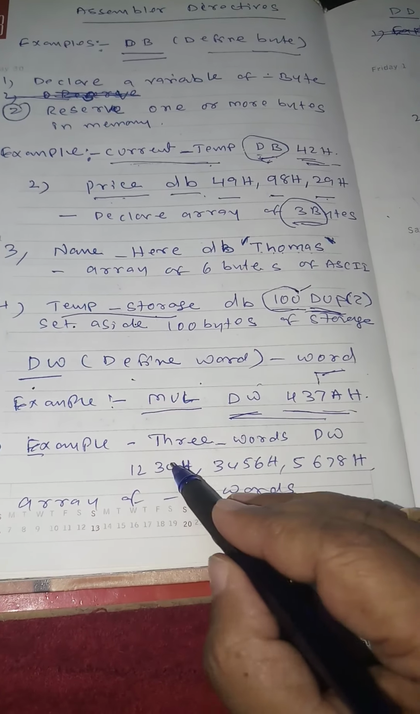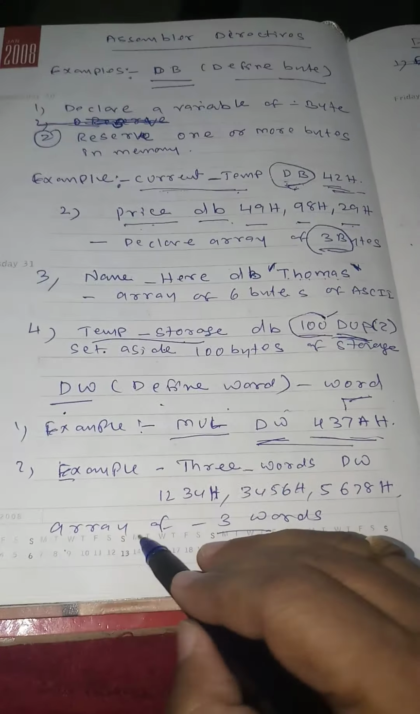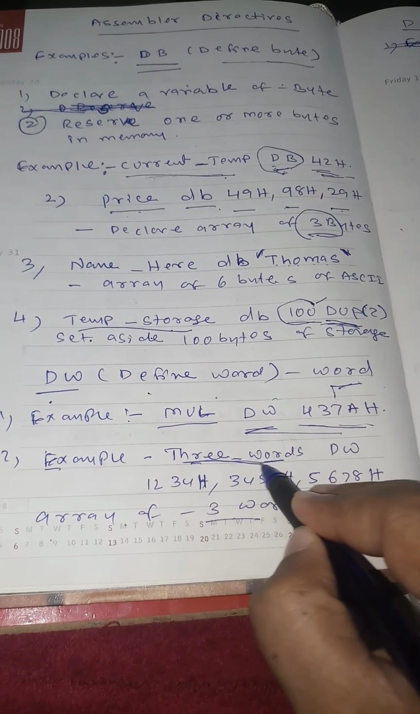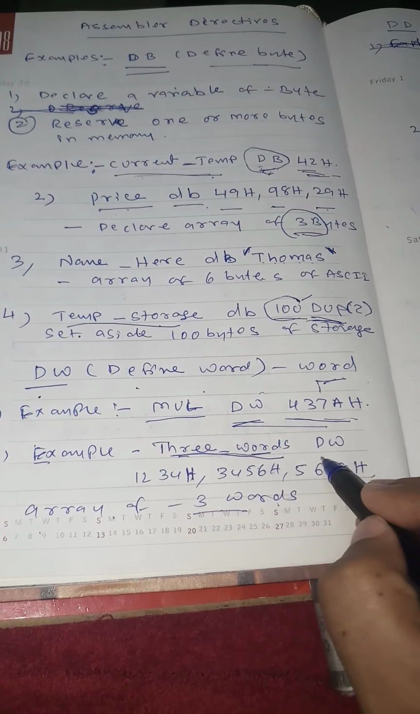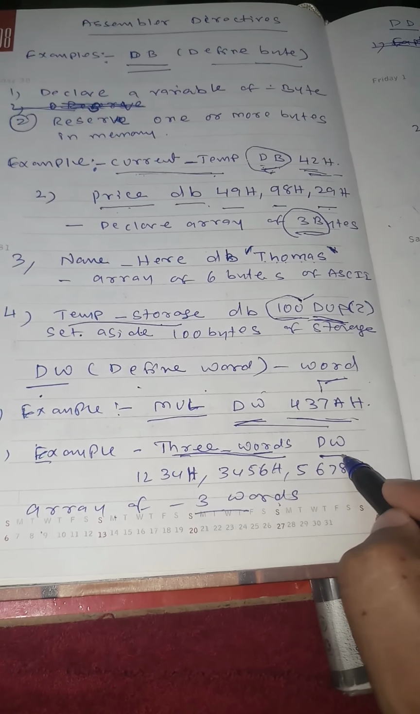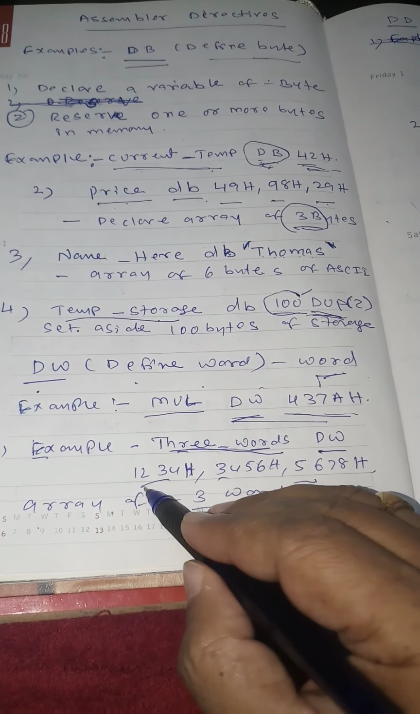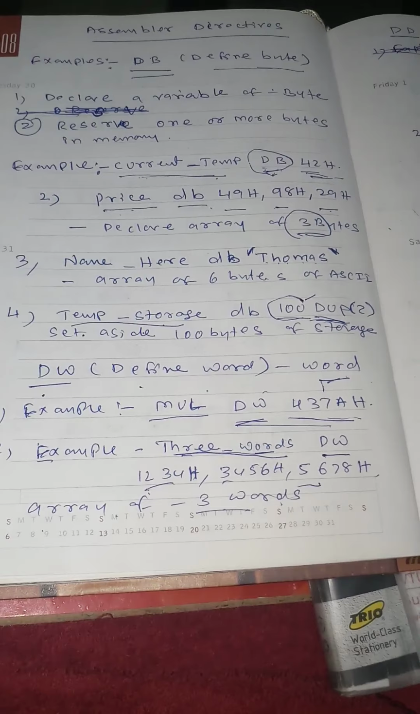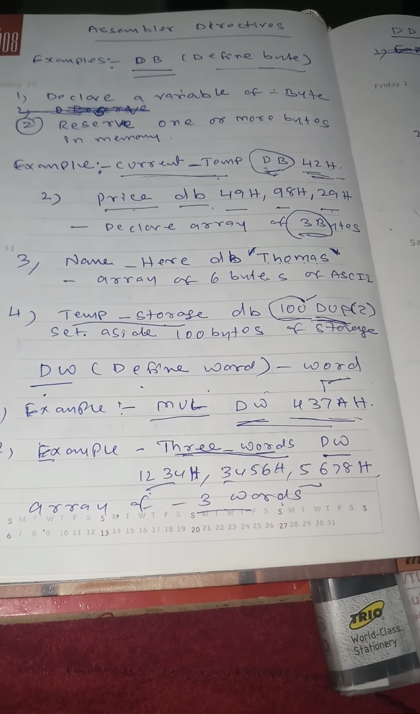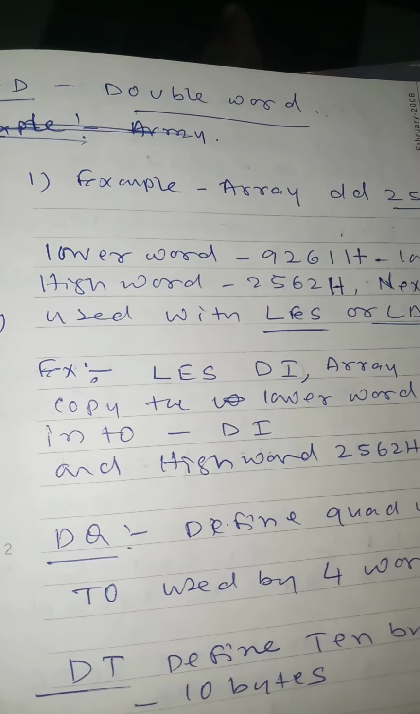How to declare an array? Again let us see an array of 3 words. The example is 3 words, which is the name of the array. You can give any name here to the array, and each data item in the array is a word, and these are the data 1 2 3. So we require 3 memory locations of a word each. So this is the declaration of an array of 3.